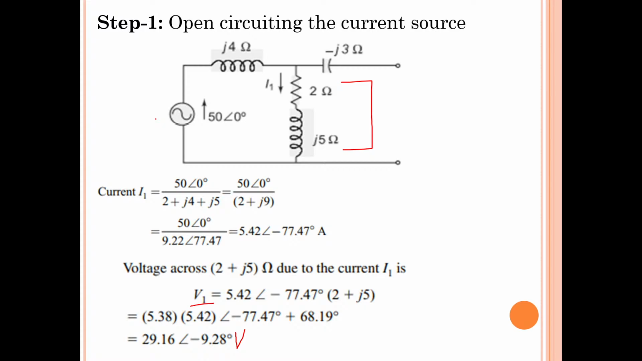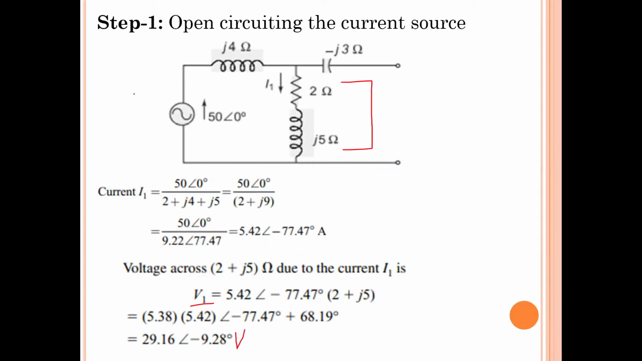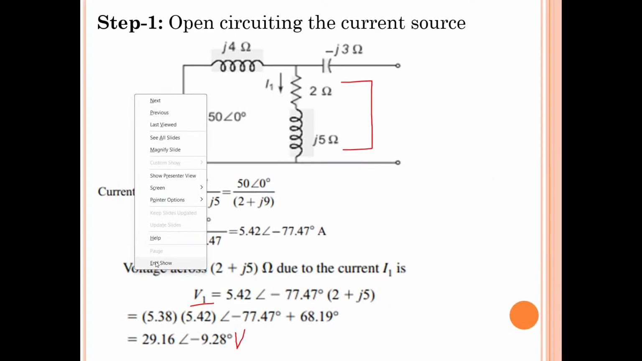Now let us determine the voltage across 2 plus j5 ohms when only the current source is present in the circuit. I am about to conclude this topic. Within 5 minutes I will conclude it.